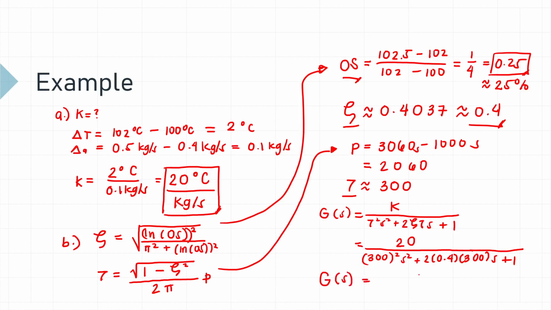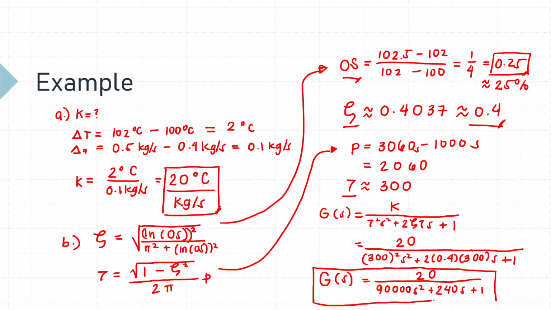You have here 20 over, how much is 300 quantity squared? That should be around 90,000. That's 90,000 s squared plus 2 times 0.4 times 300, which should be around 240 s, plus 1. And just like that, we were able to discuss how we'd find the transfer function of certain problems with the idea of the damping ratio and overshoot as well.